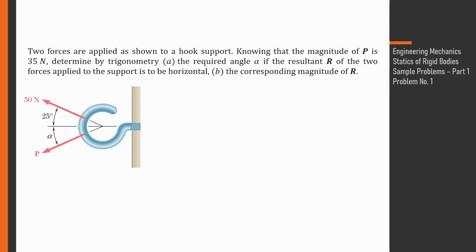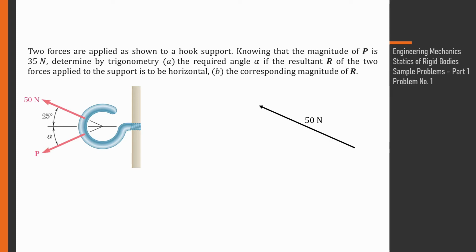For this problem, we need to get the value of alpha so that the resultant R is horizontal. We'll also get its magnitude. Here in our problem, the way we solve this is by trigonometry. We'll do the tip-to-tail method, or head-to-tail method.